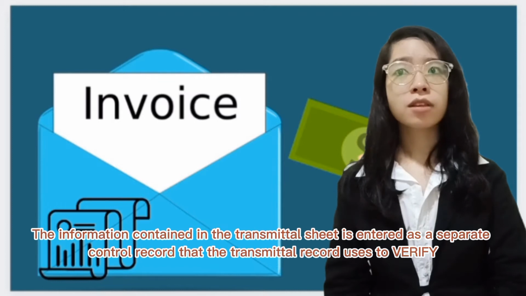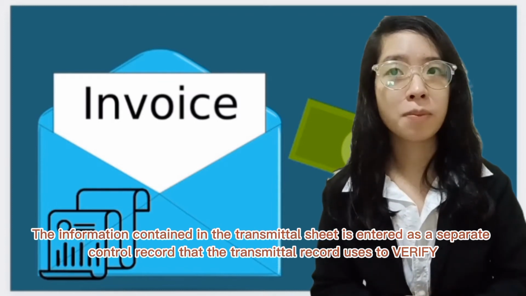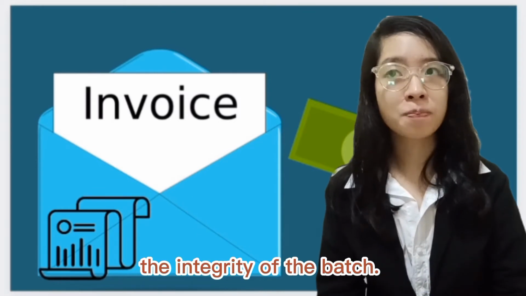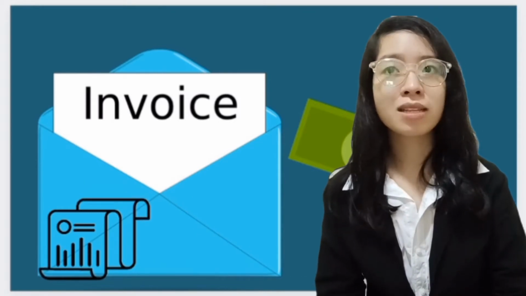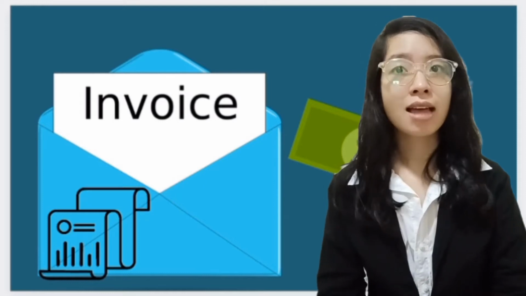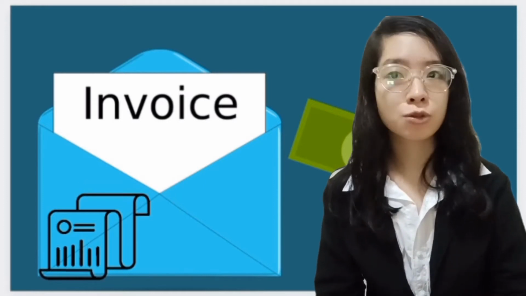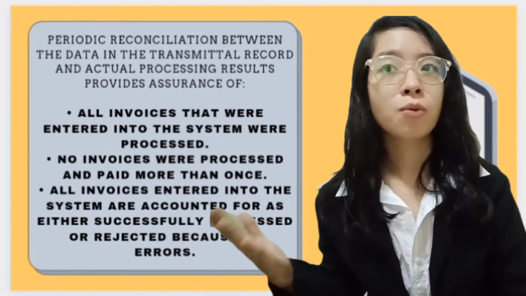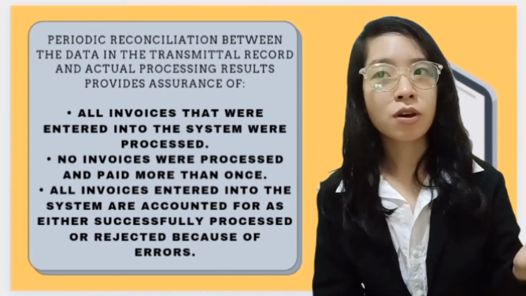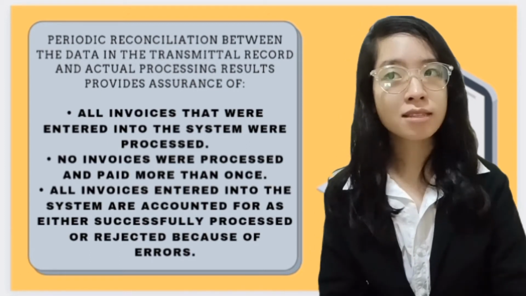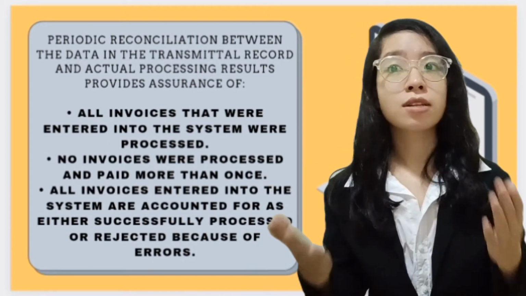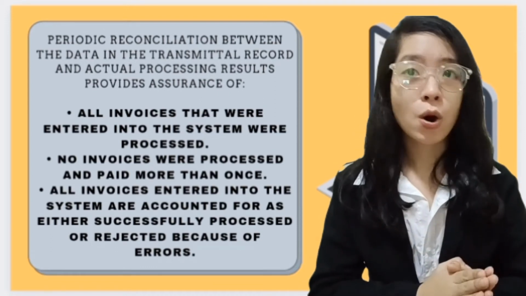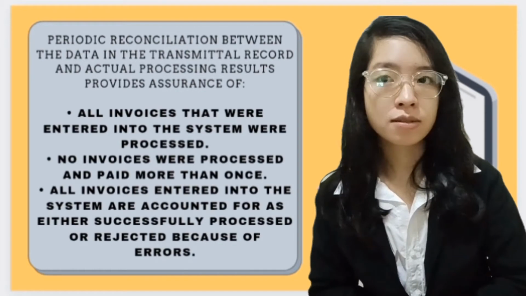The information contained in the transmittal sheet is entered as a separate control record that the system uses to verify the integrity of the batch. Periodic reconciliation between the data in the transmittal record and actual processing results provides assurance that all the invoices that were entered into the system were processed, no invoices were processed and paid more than once, and all invoices entered into the system are accounted for as either successfully processed or rejected because of errors.